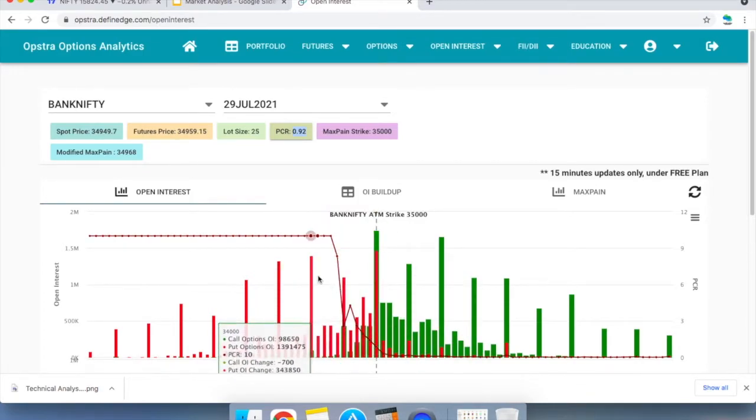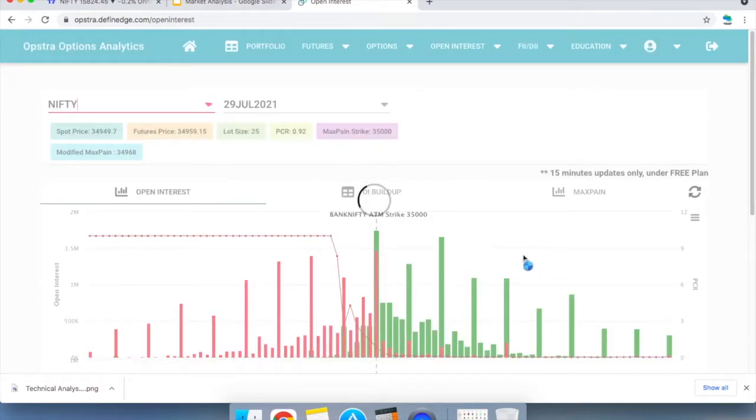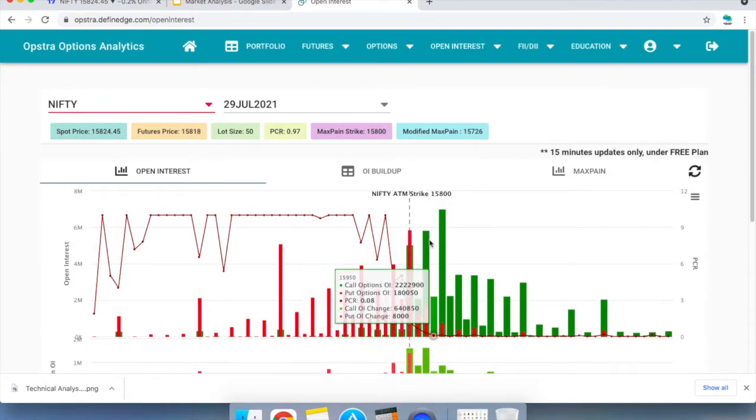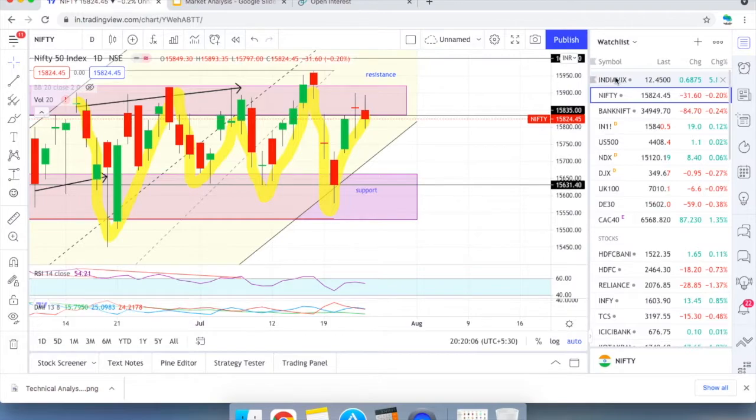The support zones, if you leave 35,000, then you have supports only at 35,000, 1,000 points apart, and 1,000 points on the resistance area also. PCR we already saw is neither bullish nor bearish. So that's what the open interest data is saying. 15,800 seems to be a support for Nifty, and there will be some bull-bear fight for conquering either 15,900 or 16,000 for this coming expiry.